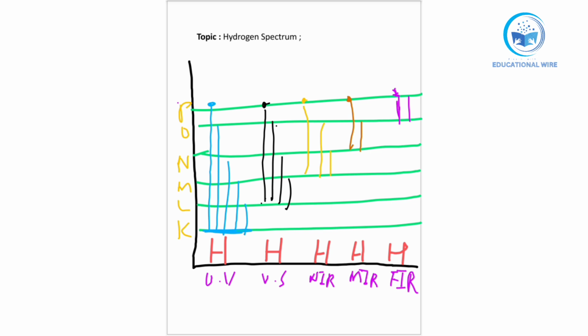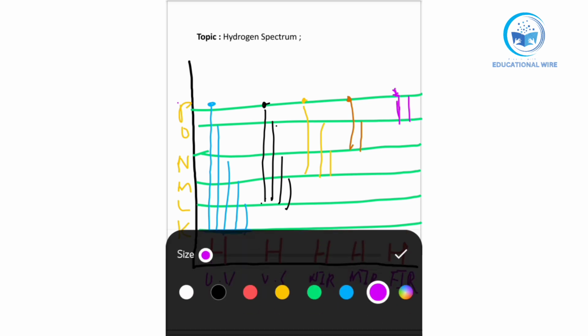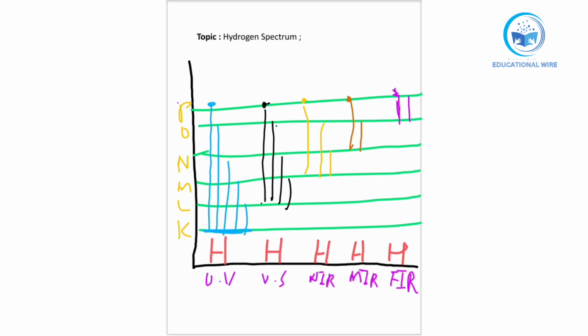So now these series have a name. Scientists have given this series a name, wait, let me write. Now I will write the name of this series that you have to remember. Ultraviolet rays. This series is called Lyman spectral series, or you can also say Lyman series. Which series? Lyman series.